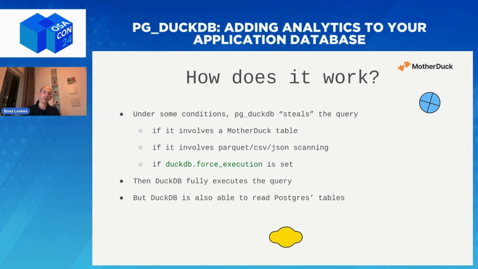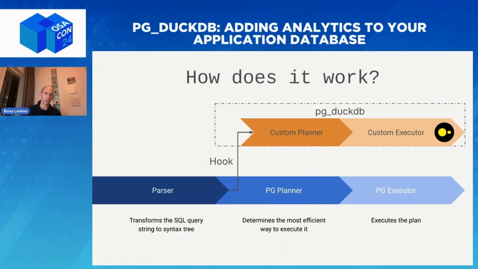And finally, you can tell explicitly that all the queries in your connection should be run using DuckDB, and you do so by setting the DuckDB force execution flag. And if any of these three are met, then the planner will route the execution to DuckDB, and DuckDB will use its internal vectorized engine to run analytics queries, and off we go.